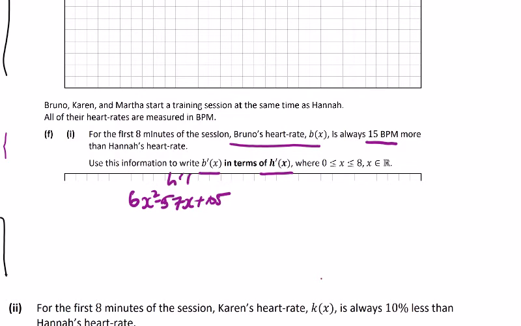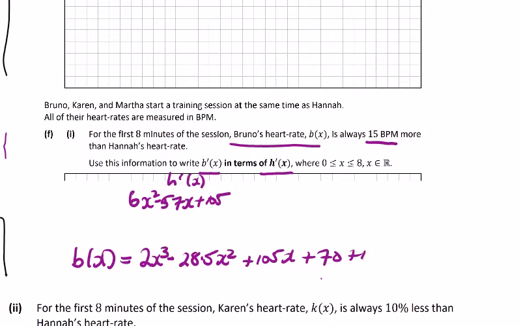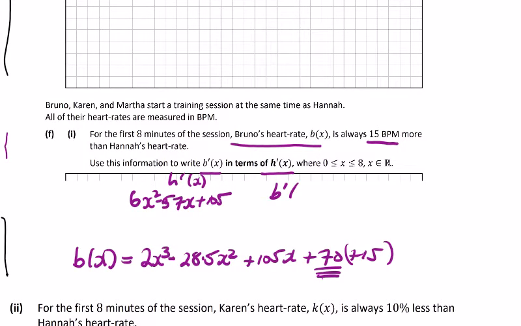That's h prime x. B prime x, well, let's look at B of x. It's going to be Hannah's one plus 15. So 2x cubed minus 28.5x squared plus 105x plus 70 was her one. So we're just going to add 15 onto this, making the 70 into 85. If we differentiate it, we're going to get the same answer. So B prime x in terms of h prime x is B prime x equal to h prime x. I don't think they're looking for anything else here.